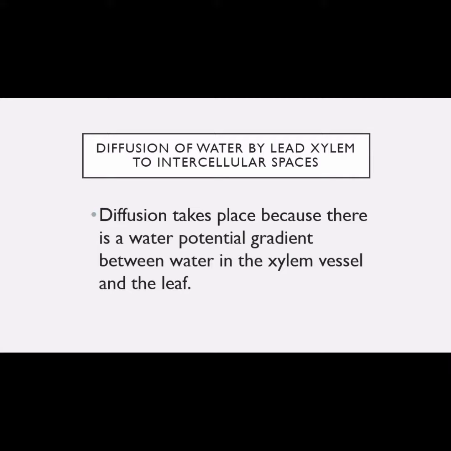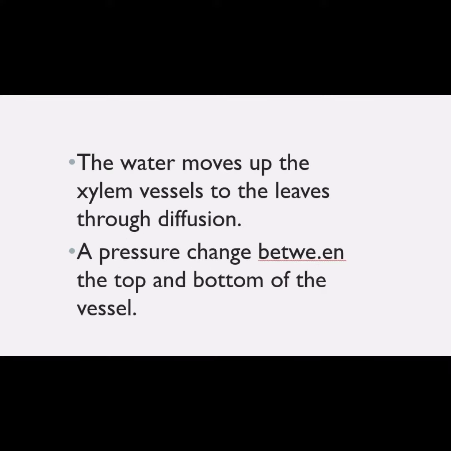Diffusion takes place because there is a water potential gradient between the water in the xylem vessel and the leaf. The water moves up the xylem vessel to the leaves through diffusion, due to a pressure change between the top and bottom of the vessel. Next, we are going to see about opening and closing of stomata.